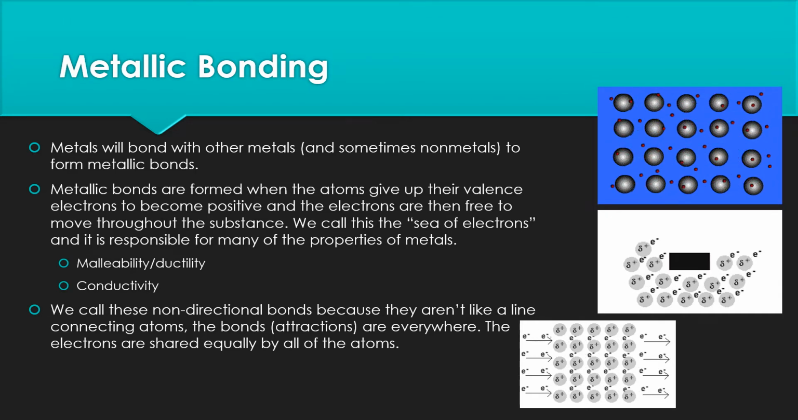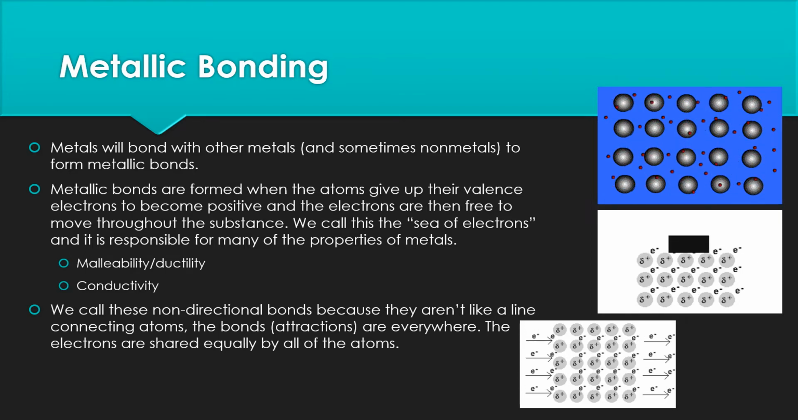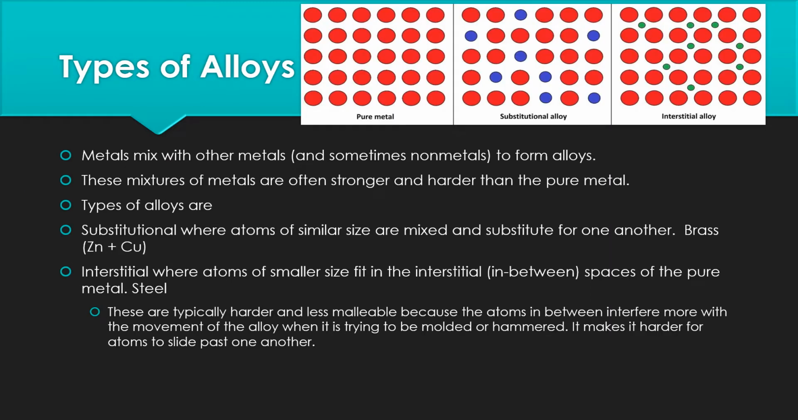We call these bonds in metals non-directional bonds because they aren't like a line connecting atoms like we see in covalent. The bonds or attractions are everywhere, and the electrons are shared equally by all of the atoms. So they're non-directional. Now, metallic substances have different types to them, and they are called alloys.